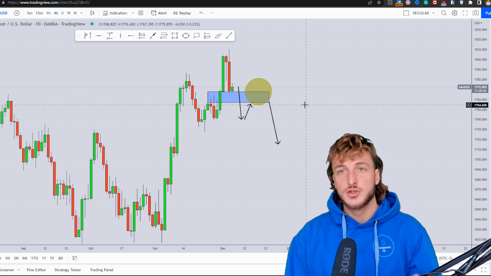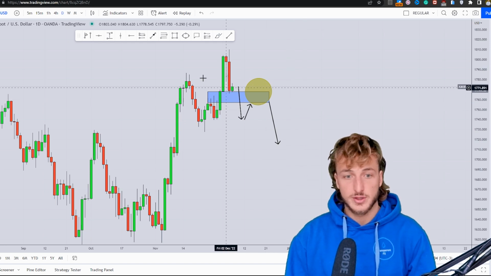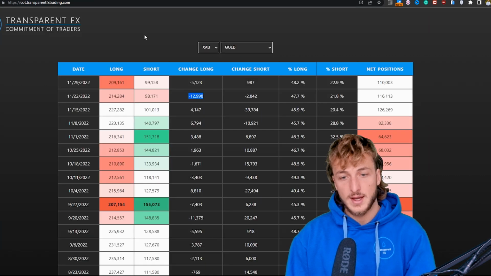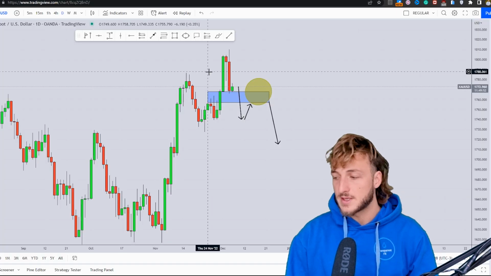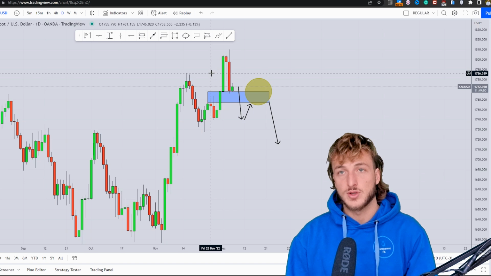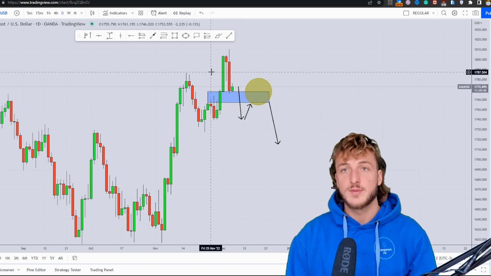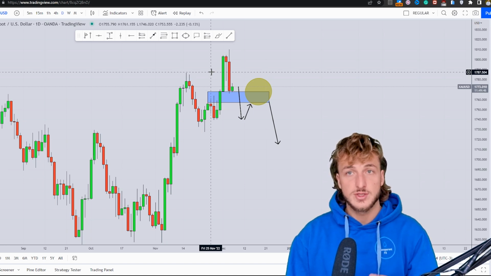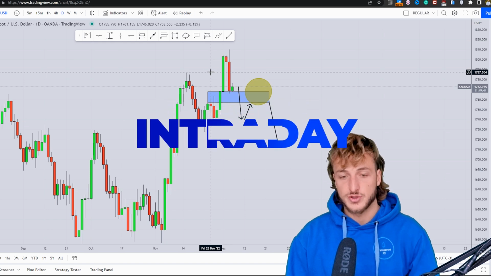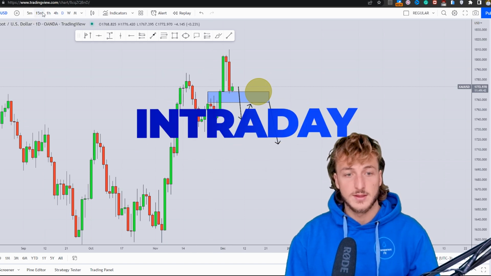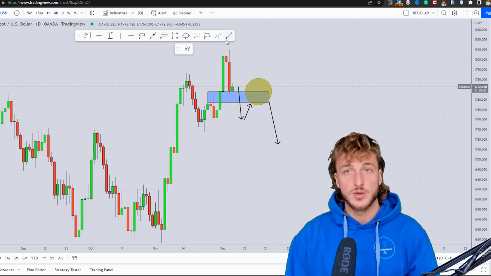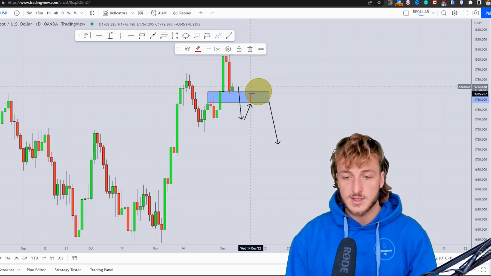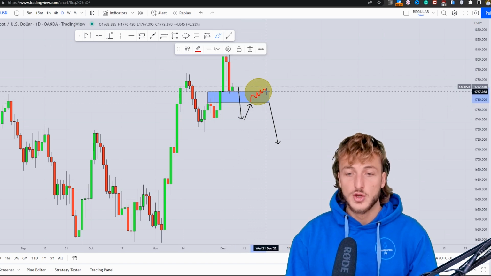Now, as usual, trading is reactive and not predictive. The monthly, weekly, and daily, combined with the COT data, those are the best time frames from a directional perspective. However, when it comes to confirmations and entries, the best time frames are the intraday time frames, so 4 hour and lower.